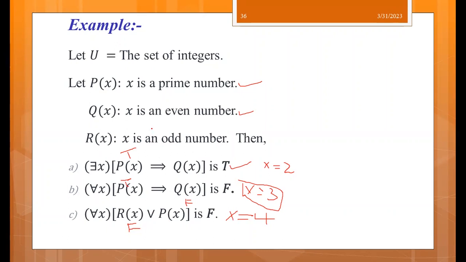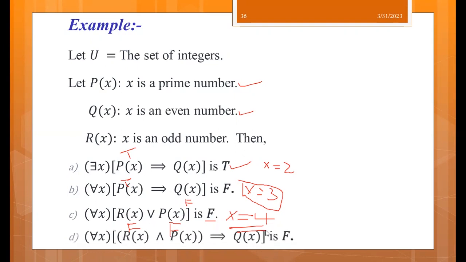What about p of 4? P of 4 means 4 is a prime number, but 4 is not prime, so this is also false. Therefore, false or false becomes false. Therefore, for every x, r of x or p of x is a false statement. We can consider x equal to 4 as a counterexample. So this is what the truth values of these statements are.